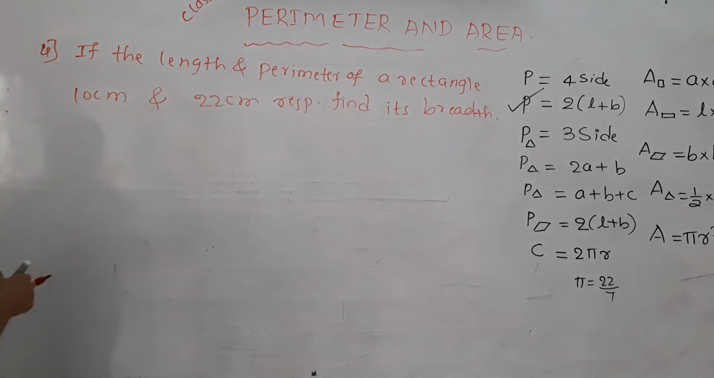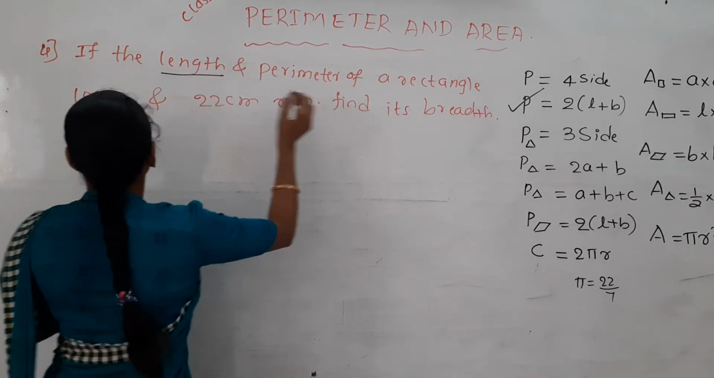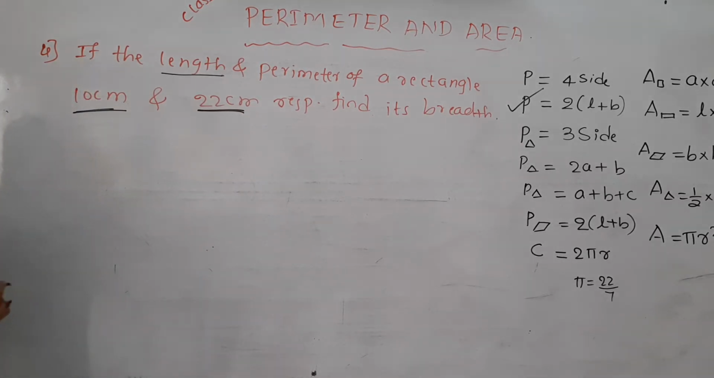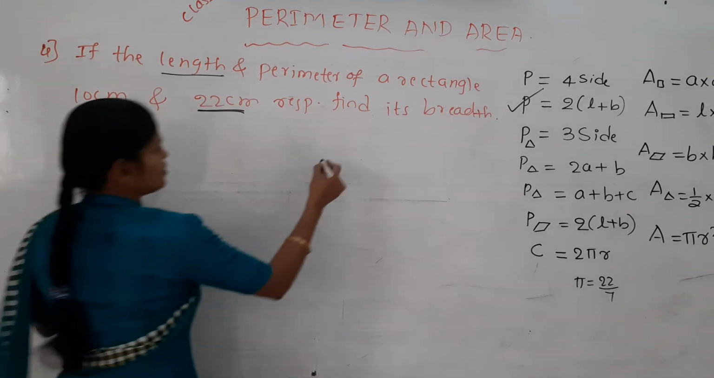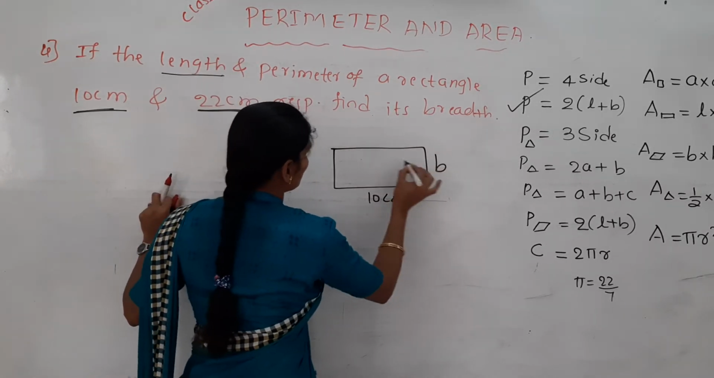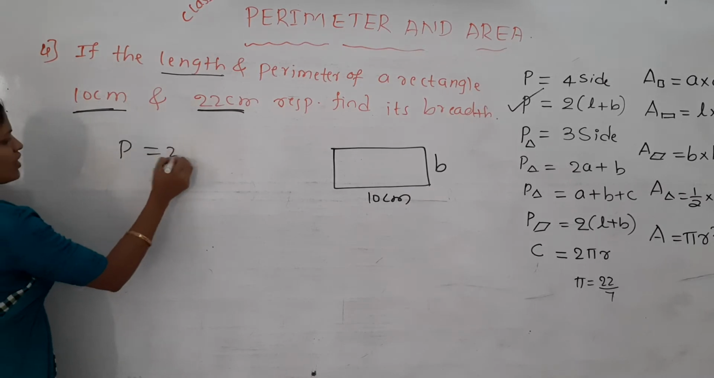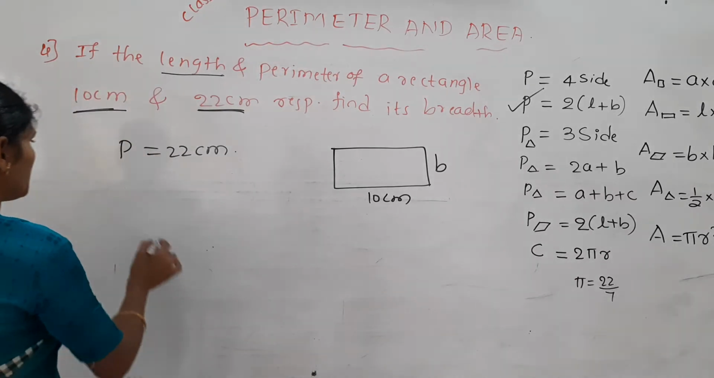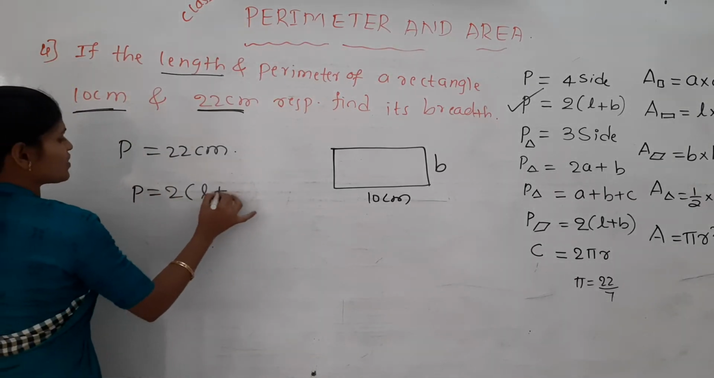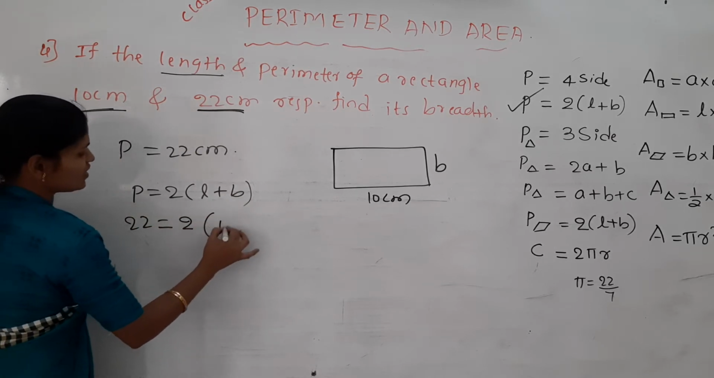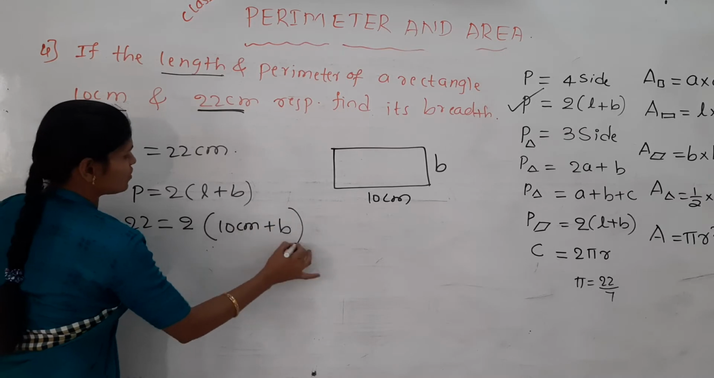Two things he has given: the length is 10 centimeter and the perimeter is 22 centimeter. Then you can find the breadth. Here this is a rectangle. Its length is 10 centimeter and the breadth we don't know. But its perimeter is 22 centimeter. We know how to find the perimeter of the rectangle: perimeter is equal to 2 times (L plus B). The perimeter is 22 centimeter, 2 as it is, the length is 10 centimeter, and the breadth is unknown, B.